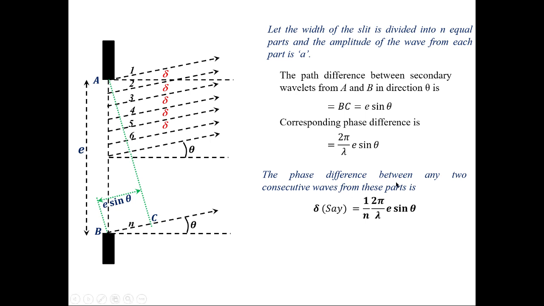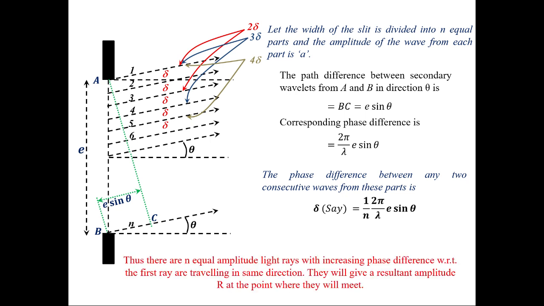Then the phase difference between any two consecutive waves from these different parts will be this phase difference divided by n. So let this phase difference be denoted by delta. Then delta will be equal to 1 by n times 2 pi e sin theta divided by lambda. So the phase difference between any consecutive light rays is delta. The phase difference between the first and third light ray is 2 delta. The phase difference between the first and fourth light ray is 3 delta. The same between the first and fifth light ray will be 4 delta, and so on.